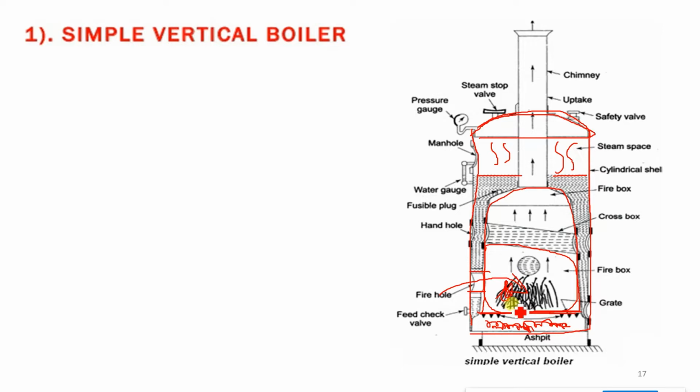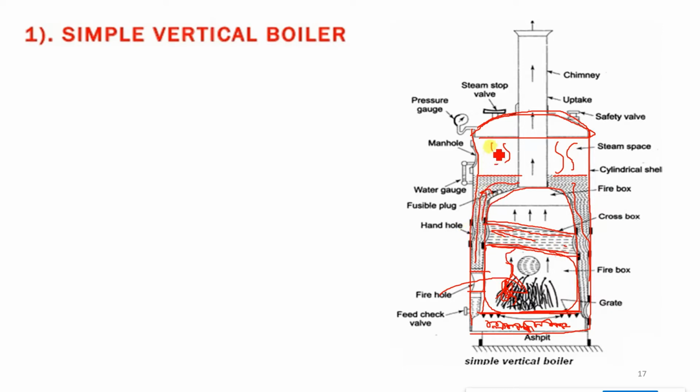During combustion, the products of combustion, the flue gases formed, move in the upward direction and hit the water in the tube, the water in the cross tubes, and also the water available between the two cylindrical shells. The tubes are inclined in the leftward direction. Due to natural circulation, as the water gets heated, it moves in the upward direction.